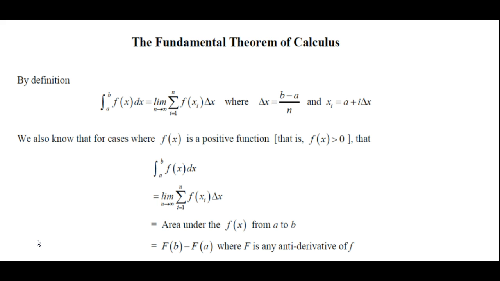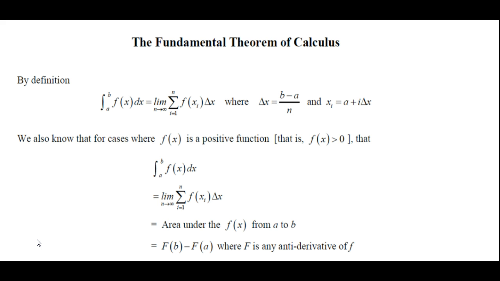So by definition, the integral from a to b of f of x dx is the limit as n approaches infinity of the sum of i equals 1 to n of f of x sub i delta x, where delta x is the height, the infinitesimal height of infinitely many rectangles, which is what we're doing here, or the Riemann sum.